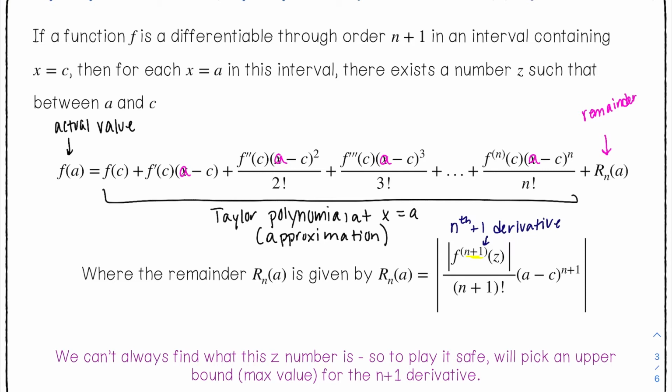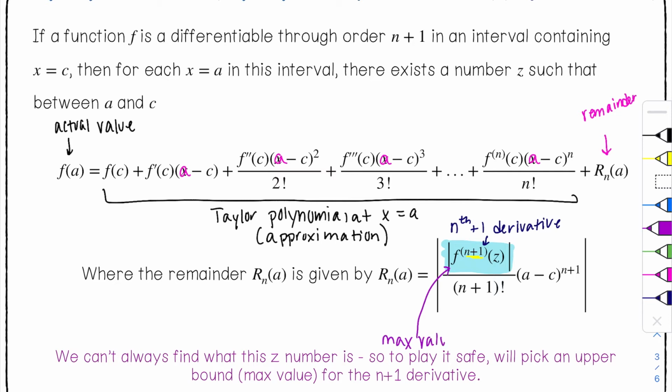We can't always figure out what this z value is. Knowing what z is is kind of impossible. So what we do instead, to play it safe, is pick an upper bound, or a maximum value, that the n plus 1 derivative reaches on that interval. We're going to go through a few examples to show you how that works. So we're going to replace this right here; this is just going to become the max value of f to the n plus 1 of x, the n plus 1 derivative of x. You're going to see what I mean.